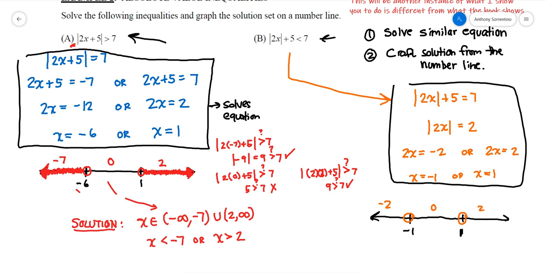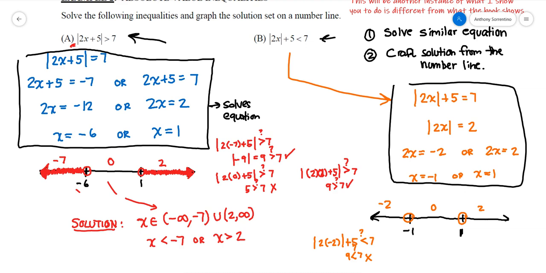And so if I go back to the original inequality, and I use the negative 2, I'm going to have the absolute value of 2 times negative 2 plus 5. Is that less than 7? Well, 2 times negative 2 is negative 4. Negative 4 absolute value is 4. 4 plus 5 is 9. Is 9 less than 7? No. So I'm not going to shade that region in.